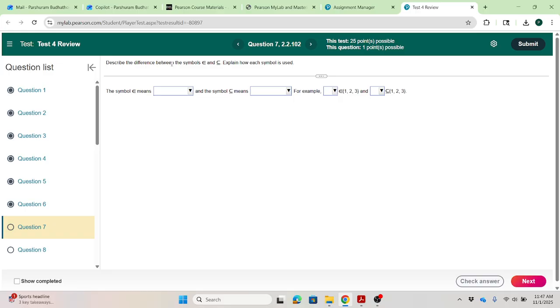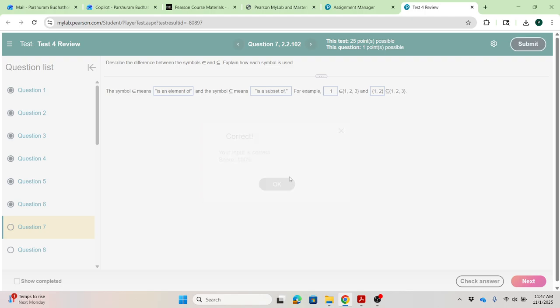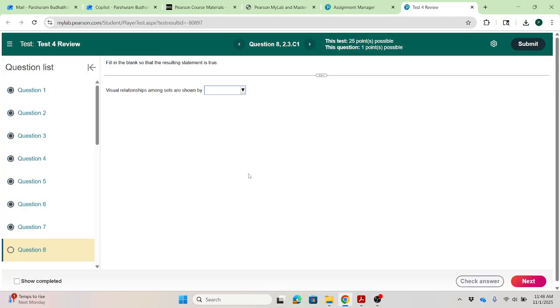Describe the difference between the symbol belongs to, or is an element of, and subset. Explain how each symbol is used. This symbol means is an element of, and this symbol means is a subset of. For example, 1 is an element of {1, 2, 3} and {1, 2} is a subset of {1, 2, 3}. Fill in the blank so that the resulting statement is true. Visual relationships among sets are shown by a Venn diagram.